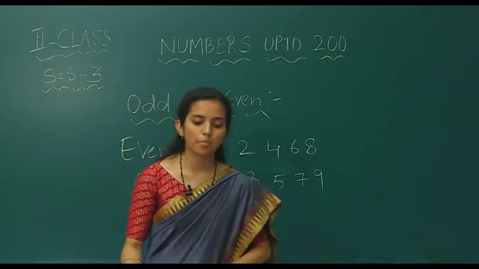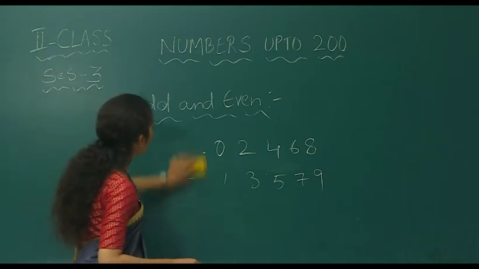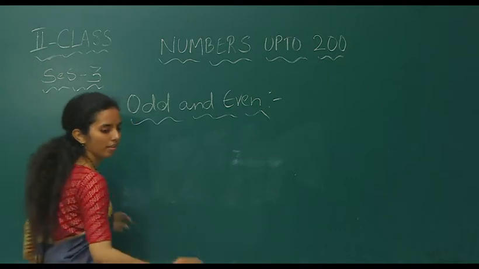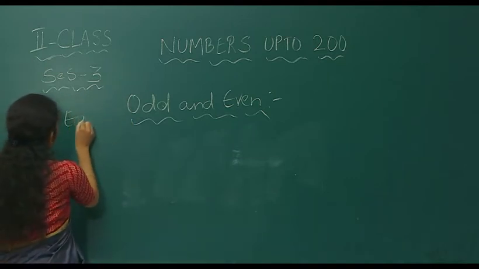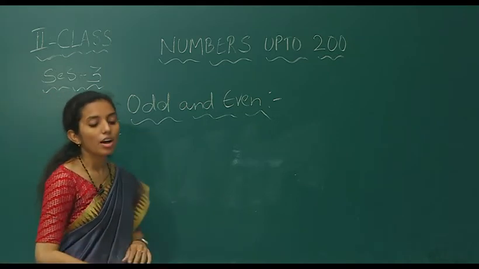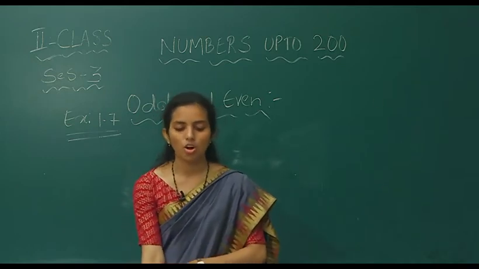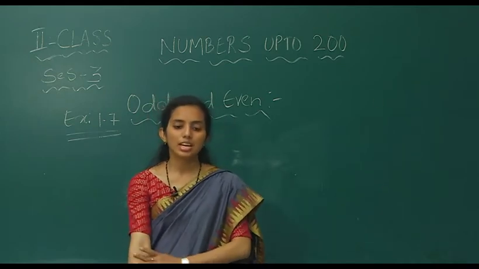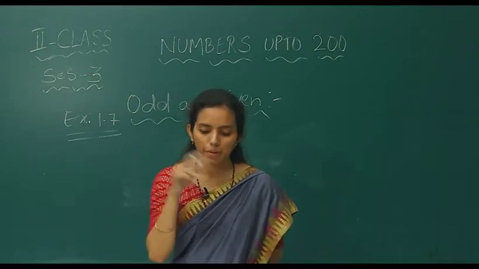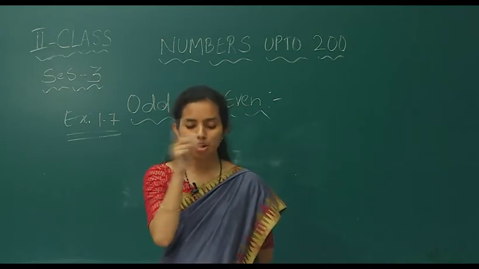Coming to page number 23, exercise 1.7. What is he asking? Ring the objects in pairs to find whether they are even or odd. So there are some objects. He is asking you to round up the objects in pairs. That means two objects you have to pair.